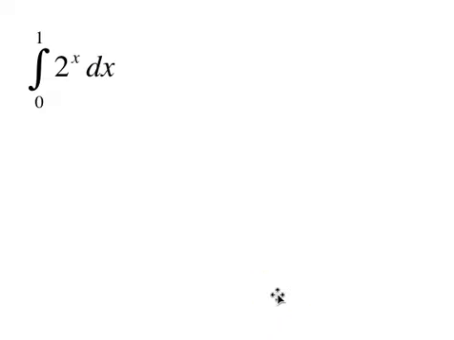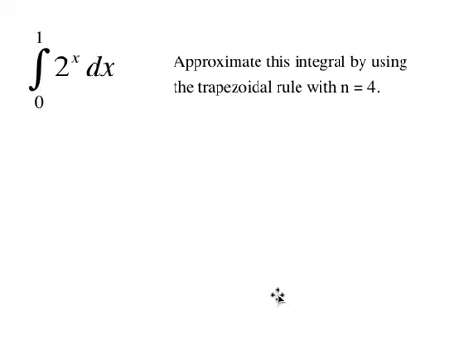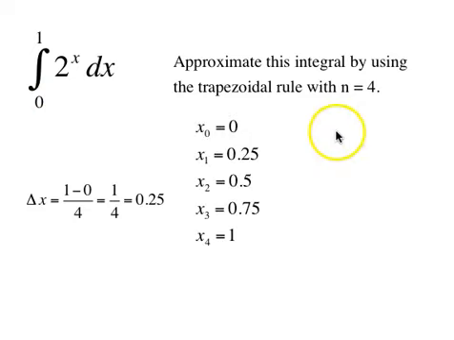So here's our example, the integral from 0 to 1 of 2 to the x dx. Let's approximate this integral using the trapezoidal rule with n equals 4. So if n equals 4, we're breaking 0 to 1 into 4 pieces, each piece is 1/4. We can see that by saying change in x is upper limit 1 minus 0 lower limit, divided by 4. Change in x is 1/4. So my first x value is 0, my next x value is 1/4, then 1/2, then 3/4, then 1.